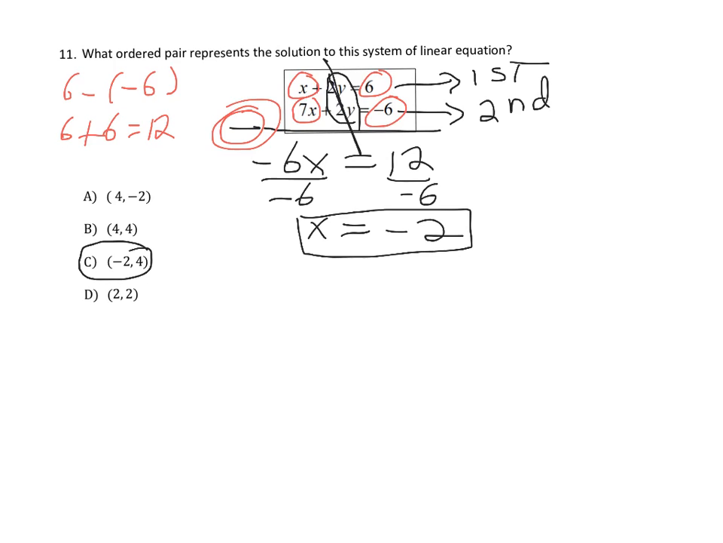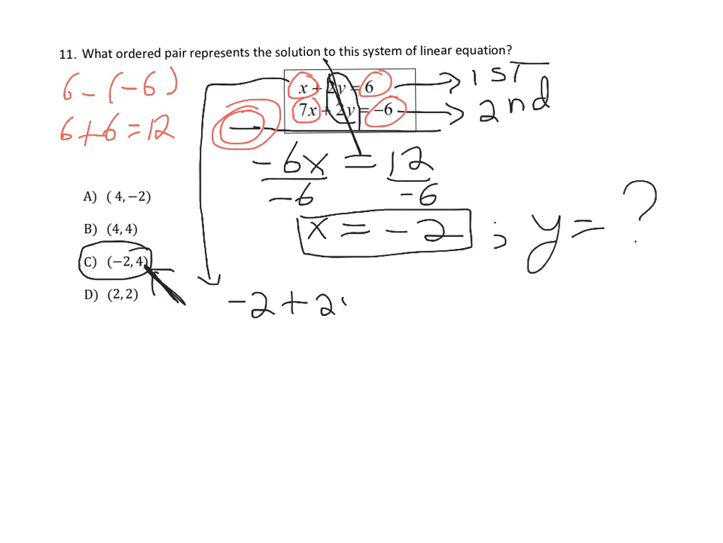What will be the value of y? Let's see if it will give us 4. I would use the second equation, actually the first equation, because I thought the first equation had a negative term, but it's positive. So I'm going to copy down the first equation. x is -2, plus 2y, we're looking for y, equals 6.